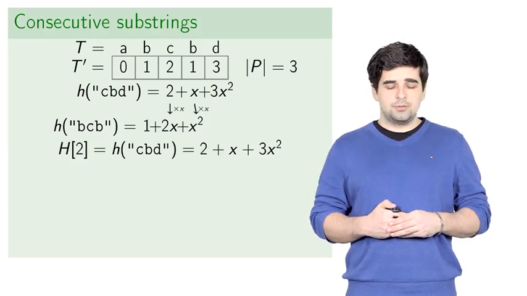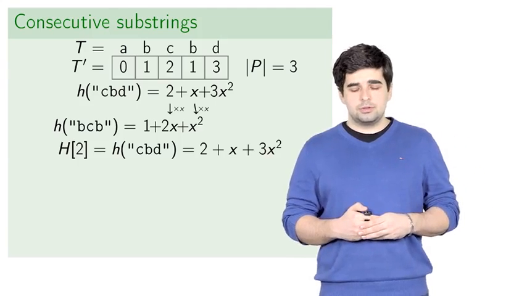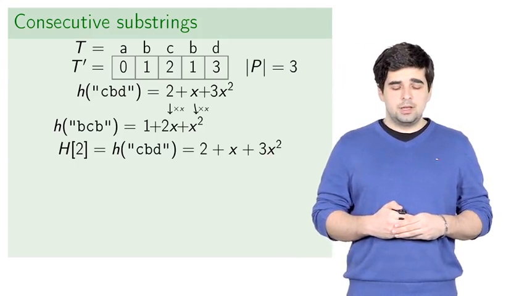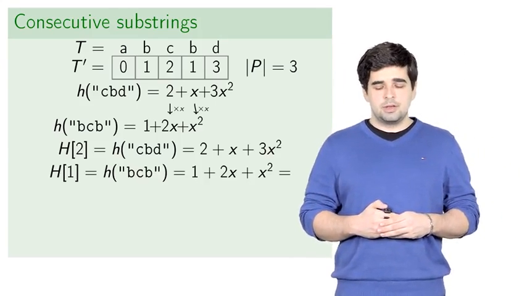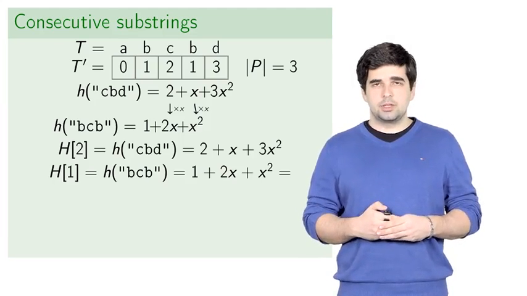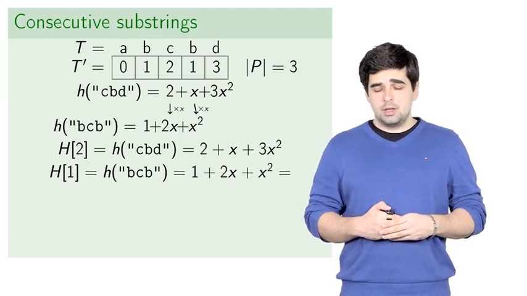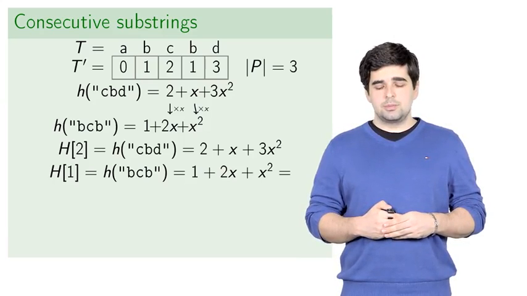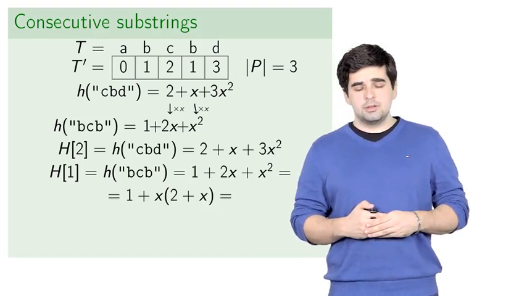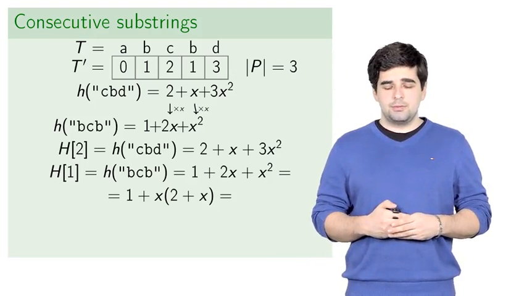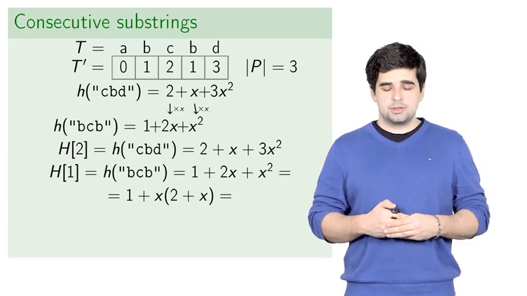So again, big H of 2 is the same as hash value of CBD, because it starts in the character with index 2, and it's equal to 2 plus x plus 3x squared. Now let's compute big H of 1 based on that. It's the hash value of BCB, and we know it's equal to 1 plus 2x plus x squared, modulo p. Now let's rewrite this using this property of multiplication by x, the terms for the CBD. So it's equal to 1 plus x multiplied by the first two terms for CBD, which are 2 plus x.